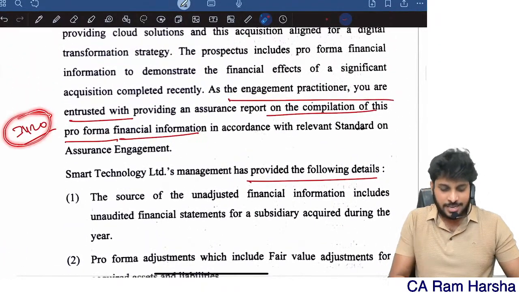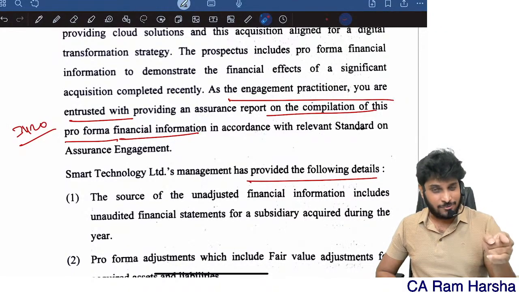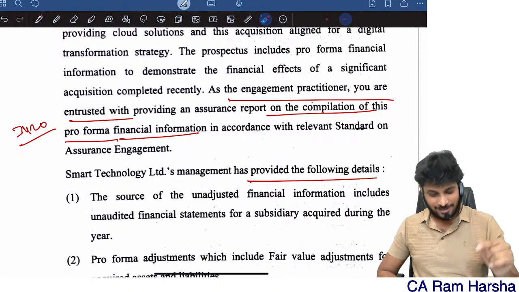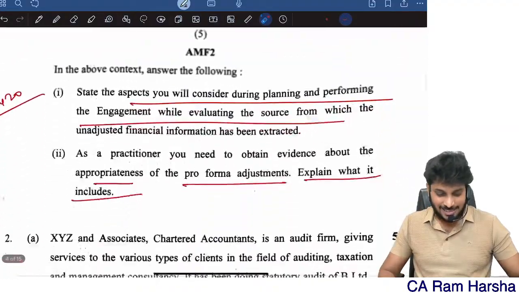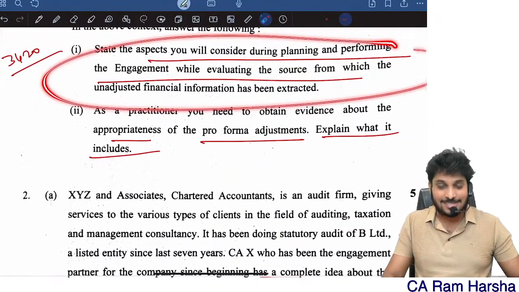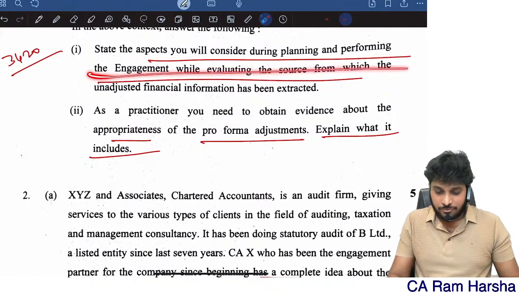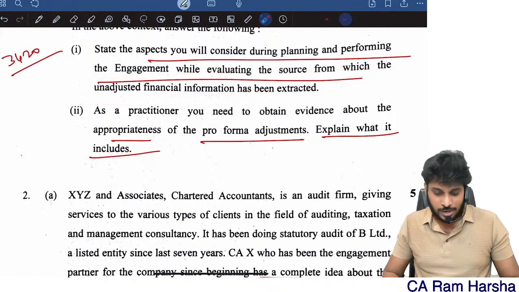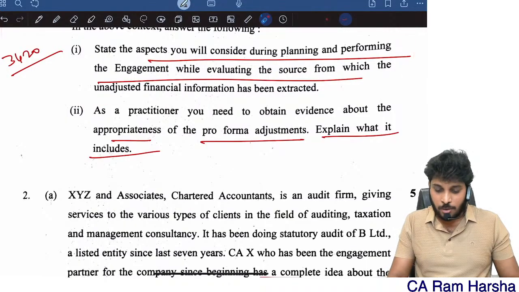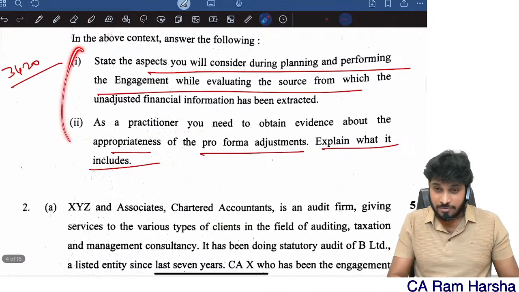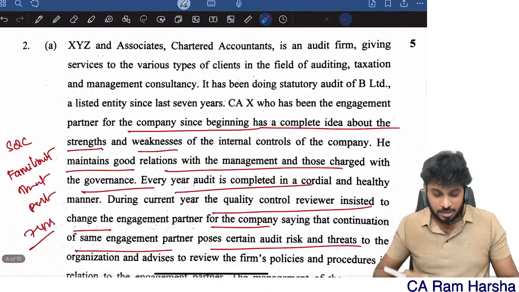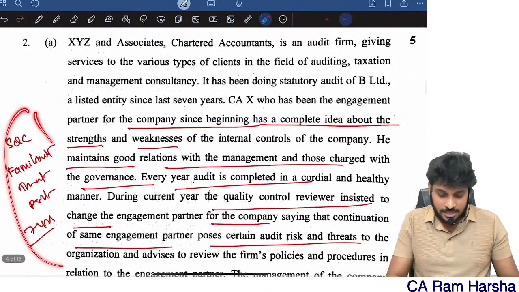Then this is regarding 3420. Just yesterday I did 3420 and 3400 live. Inside that also I told this question. This is how a question can come, exactly the same. What are the aspects you will consider while planning and performing the engagement, while evaluating sources from which unadjusted information is extracted? I have covered these points in that particular revision video also. You can go ahead. This is regarding SQC.